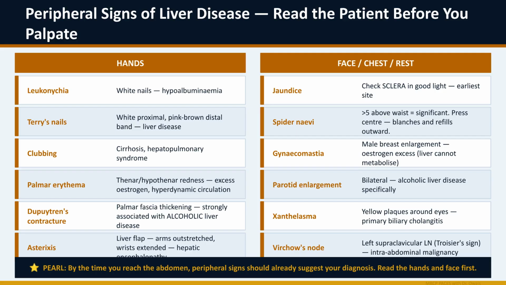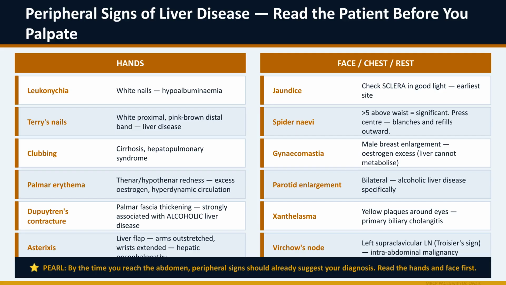Mouth: angular stomatitis suggests iron or B12 deficiency. Glossitis. Foetor hepaticus, a sweet, musty smell on the breath in liver failure. Neck: look for lymphadenopathy. A Virchow's node in the left supraclavicular fossa, Troisier's sign, suggests intra-abdominal malignancy with spread to the left gastric lymphatics.